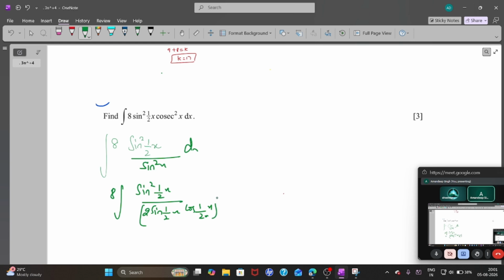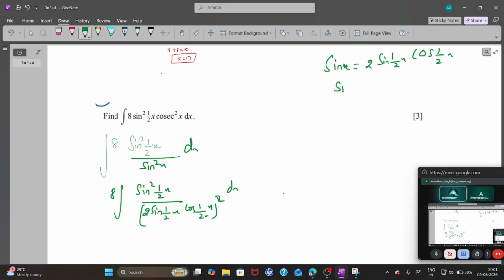square. But it's not sine 2x though. It is sine square x, right? So that's why I have written square. I can write sine x as 2 sine half x and cos half x, right? Because overall, I have to divide the angle by 2, isn't it? I don't get how that works.